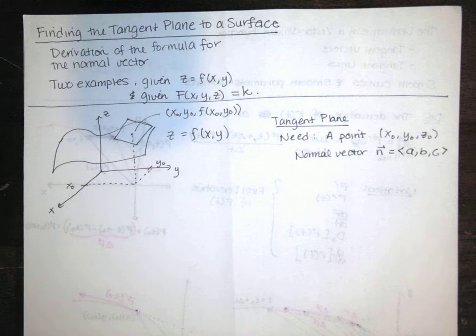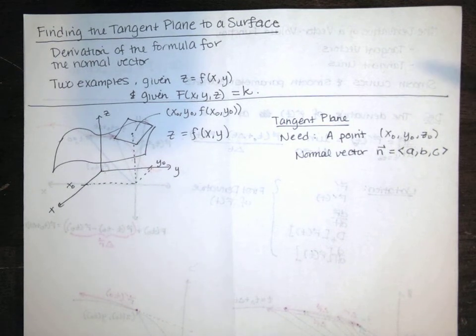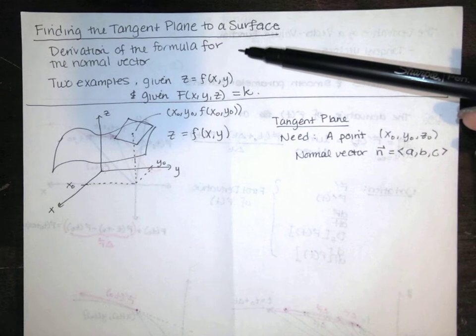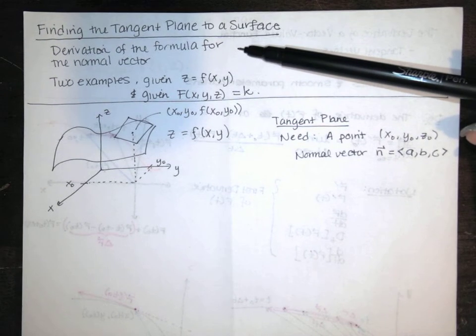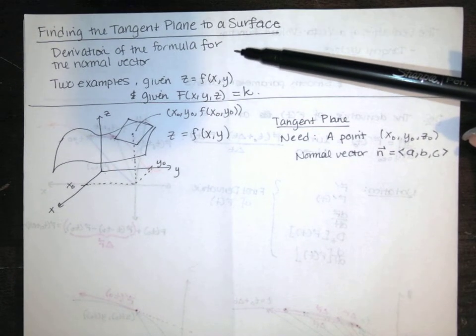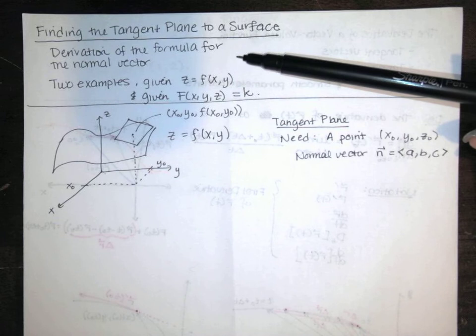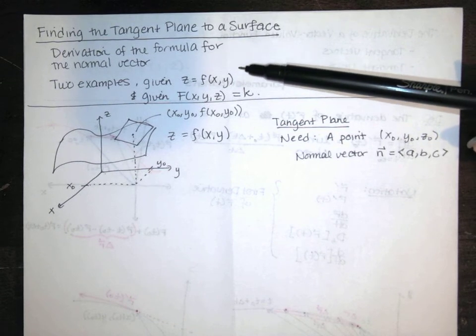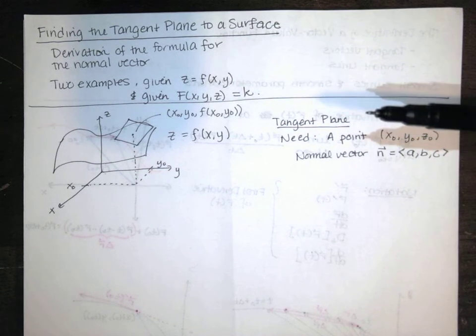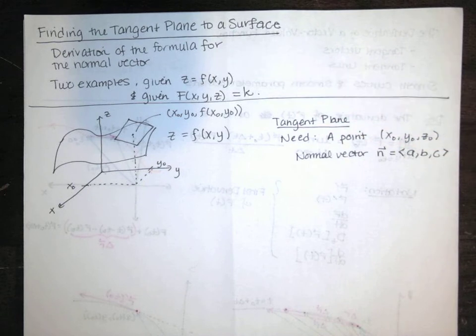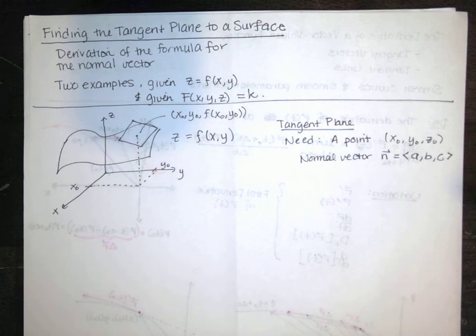In this video, we're discussing tangent planes. So we're trying to find a plane that is tangent to a given surface at a given point. In this video, we will derive the formula for the tangent plane, which is really about finding the formula for the normal vector. And then we'll do a couple of examples. And these will be examples of surfaces that we can actually sketch so that we can see what's going on.